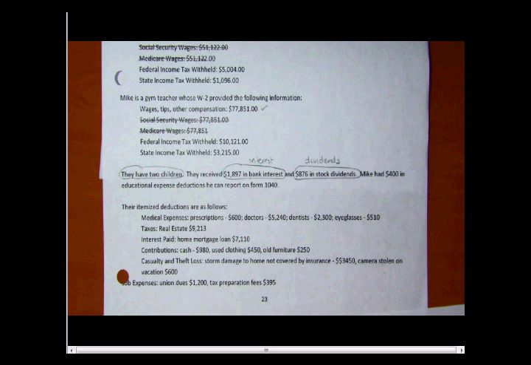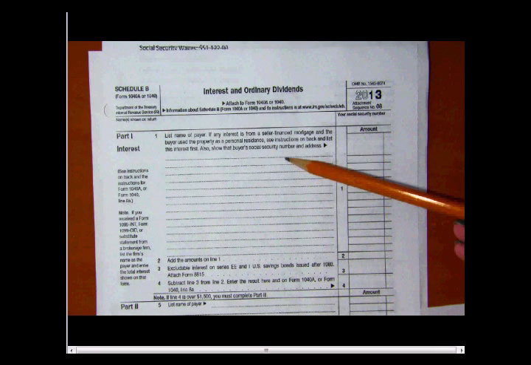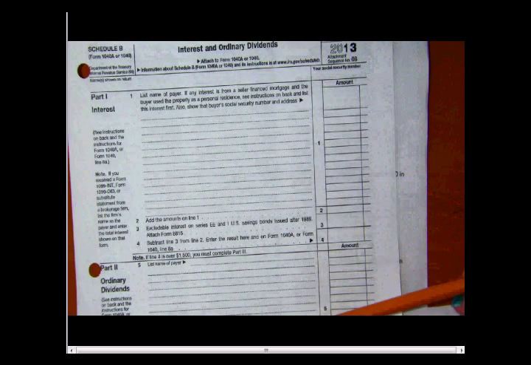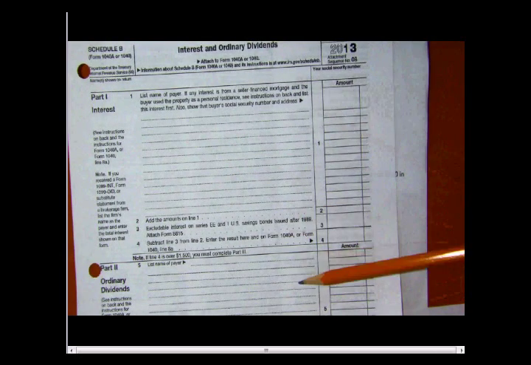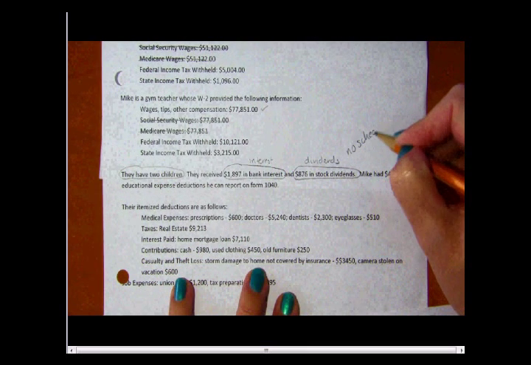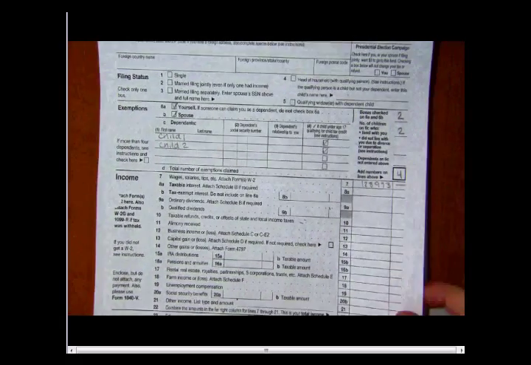And, sorry, not a Schedule A, Schedule B. Schedule B, if you recall, you only have to fill out Schedule B if you have more than one bank or more than one company you receive dividends from. So we don't actually have to fill out Schedule B on this one. So we will just come to our 1040.